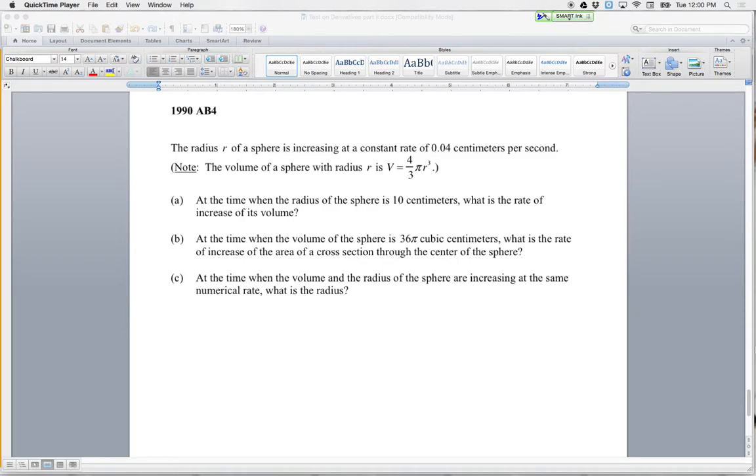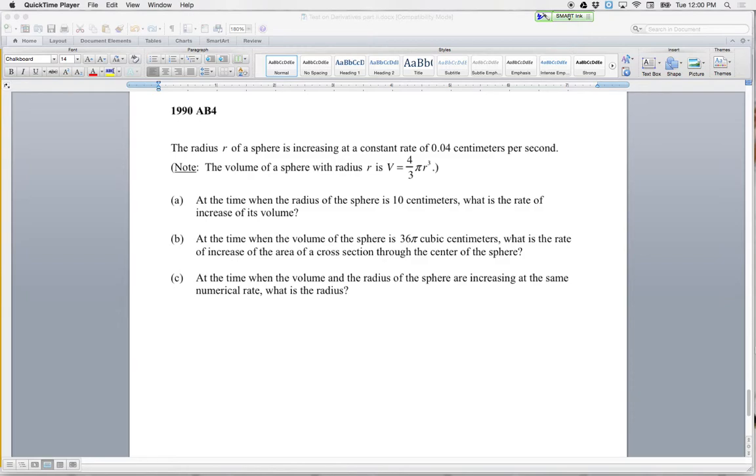1990 AB4. The radius of a sphere is increasing at a constant rate of 0.04 centimeters per second. Now we have time involved. So now they've introduced this time aspect. Make sure you're paying attention. The volume of a sphere with radius r is V equals 4/3 pi r cubed. So there we're talking about the volume of the sphere. I like that because they give us the formula. Don't you like that?